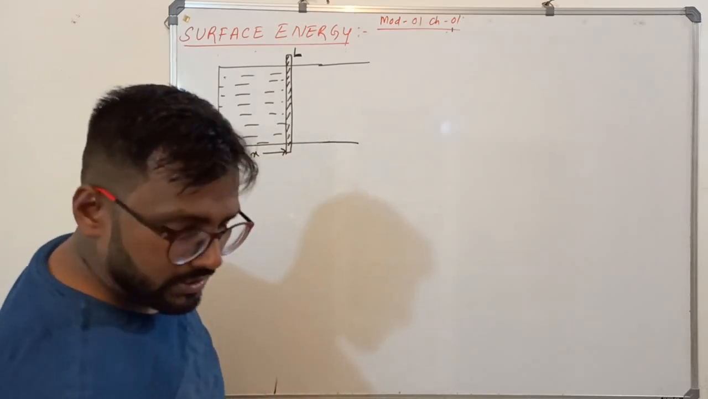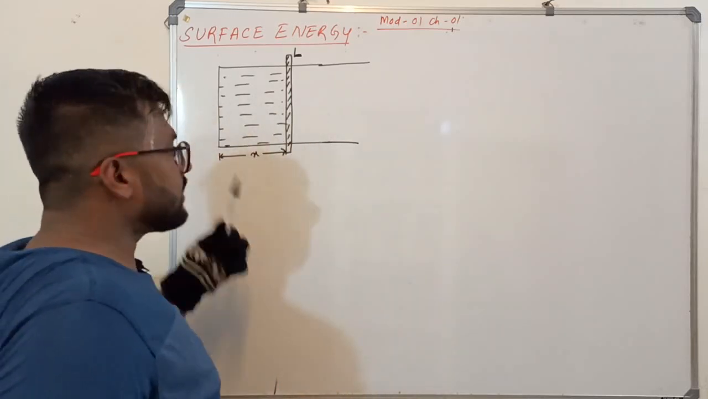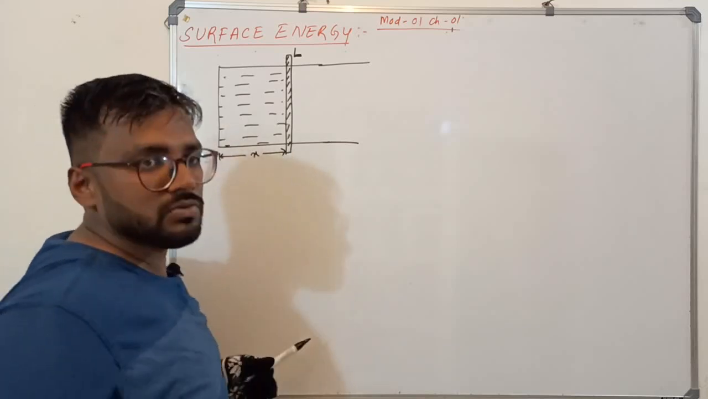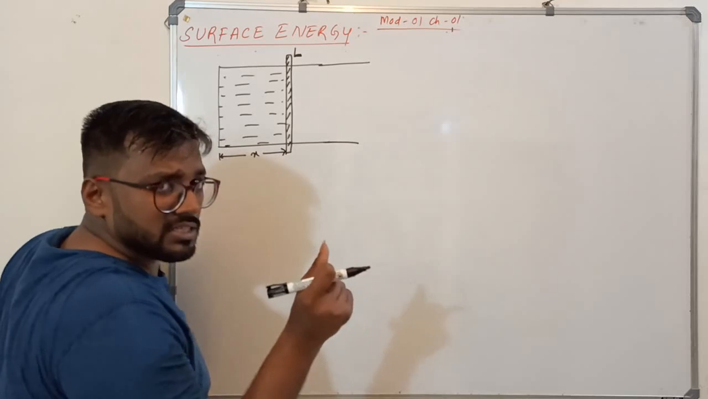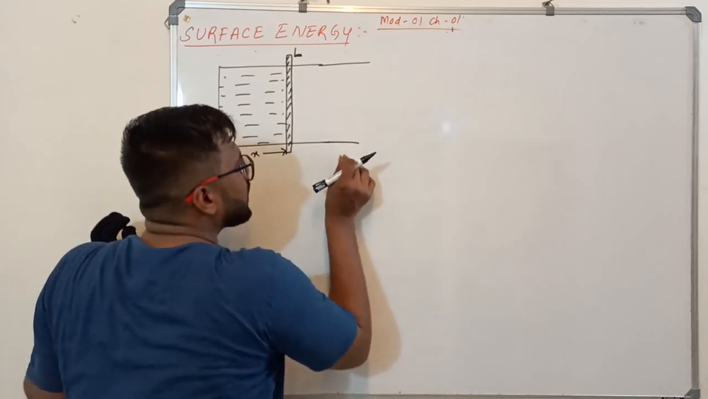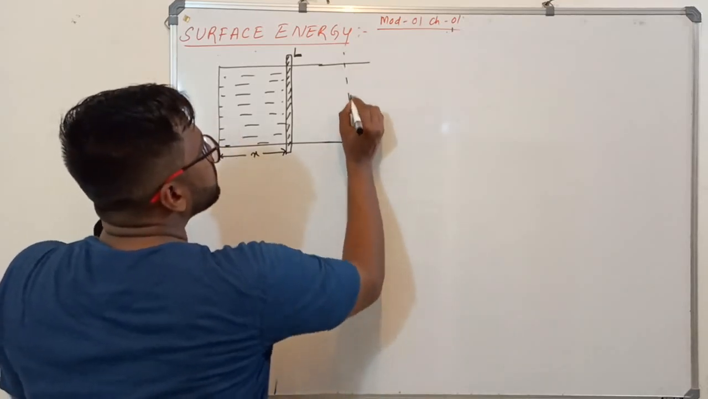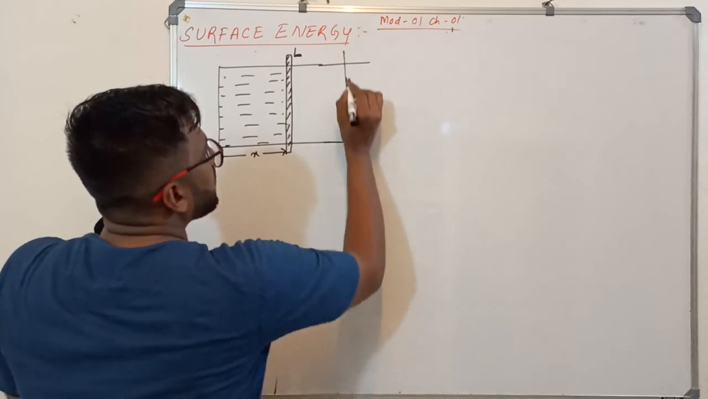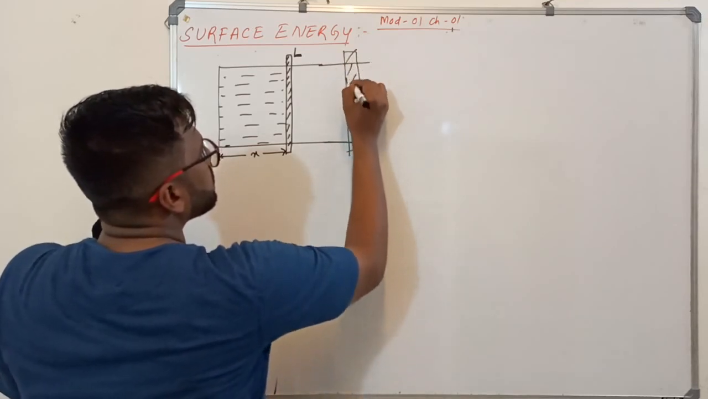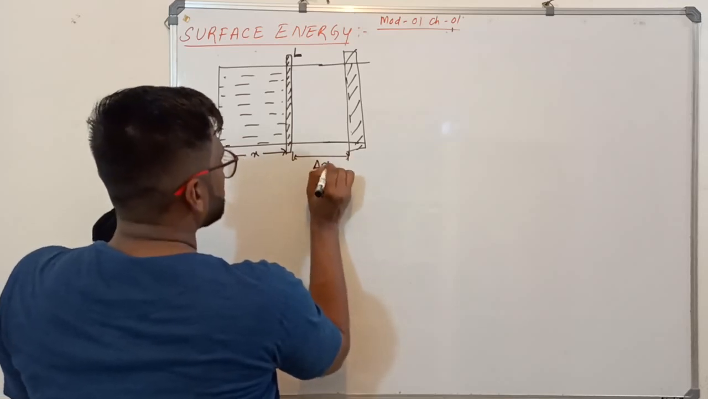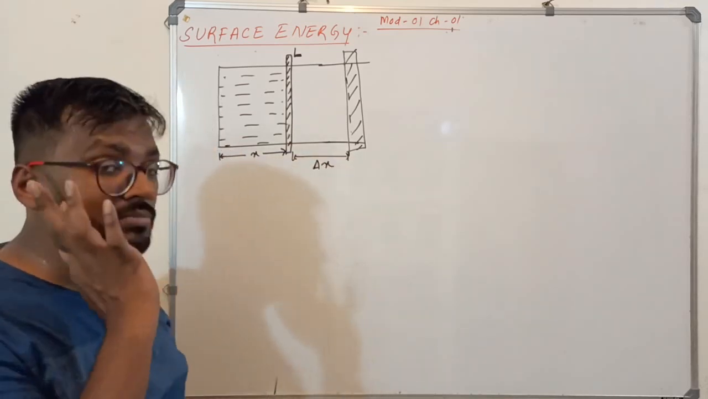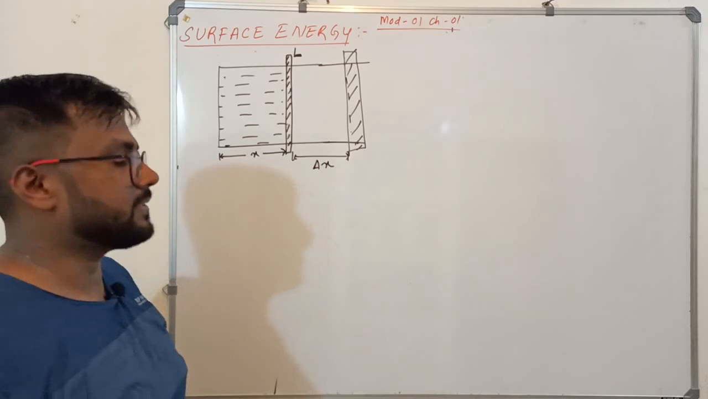Here they are applying forces which take it downward. Now you have to do some work against this force. So take the slider and move it slowly to this new position. What is the distance between them? Sir, delta x is the distance.